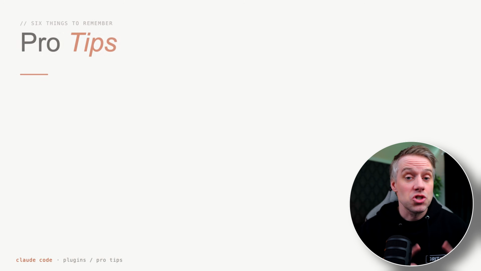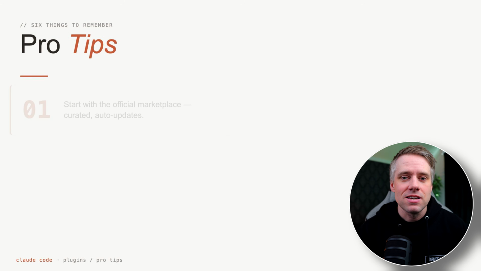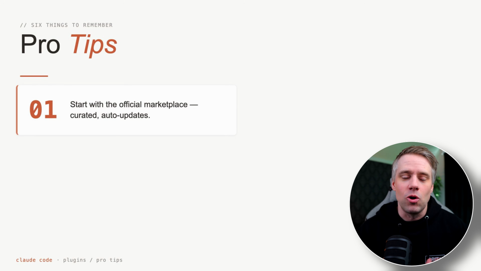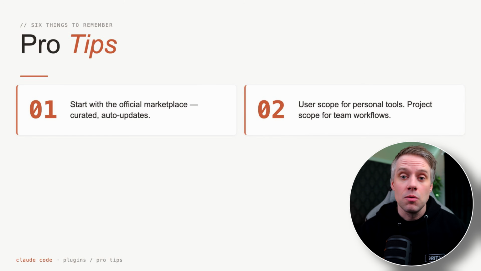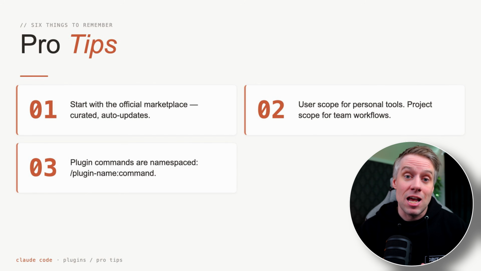Okay, here are some pro tips for plugins. Start with the official marketplace. It's curated and auto-updates. Install to user scope for personal tools, project scope for team workflows. Plugin commands are namespaced. Check /help to see your new commands.